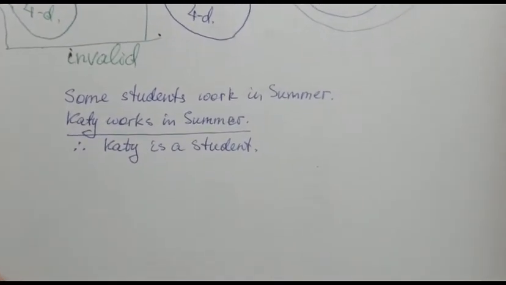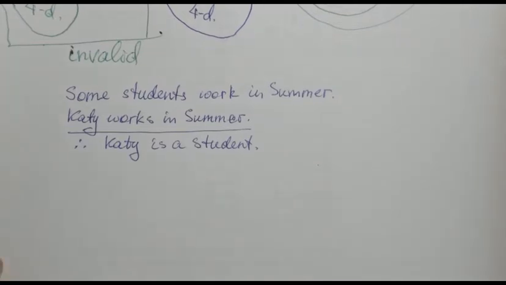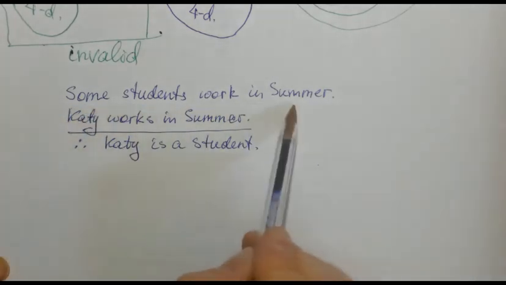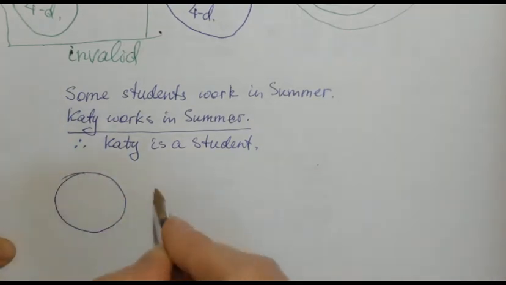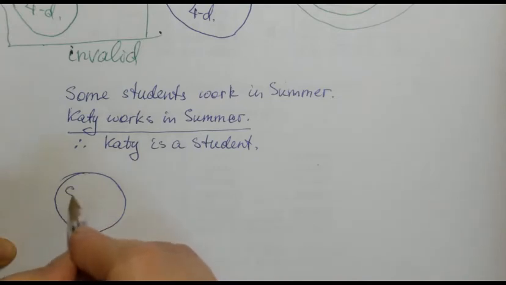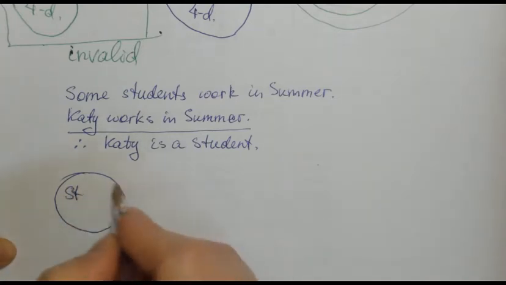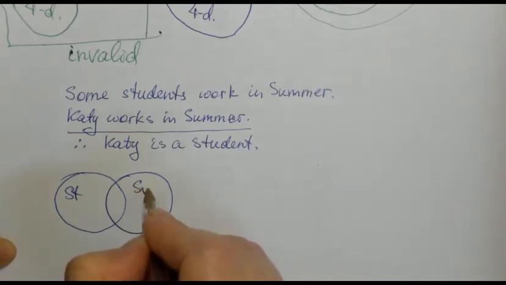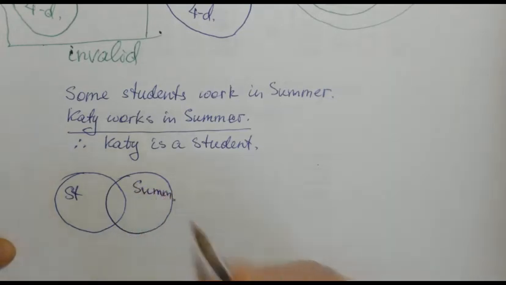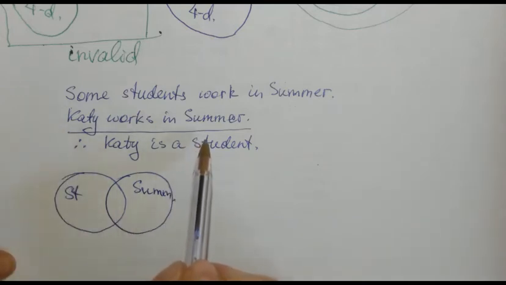Some students work in summer, Katie works in summer, therefore Katie is a student. So first we have "some," which can be represented in different ways. Students, person working in summer. So again, Katie works in summer.